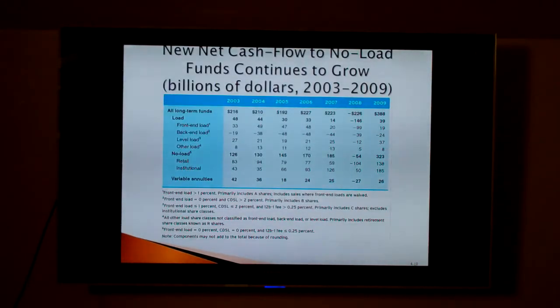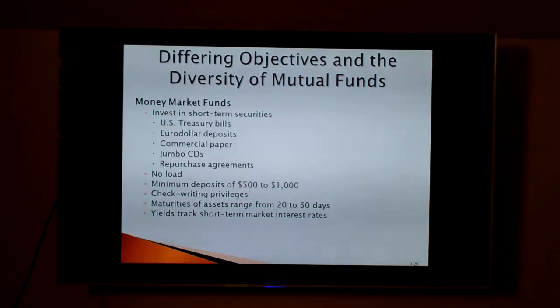Let's move forward. New net cash flow to no load funds continues to grow. People like the idea of no load funds better than paying a large commission up front or at the end. Surprise, surprise. Differing objectives and diversity of mutual funds. There are money market funds. Money market funds invest in short-term securities, U.S. bills, eurodollar deposits, commercial paper. There's no load. There's a small minimum deposit. There are check writing privileges. It operates in a lot of ways like a bank account.